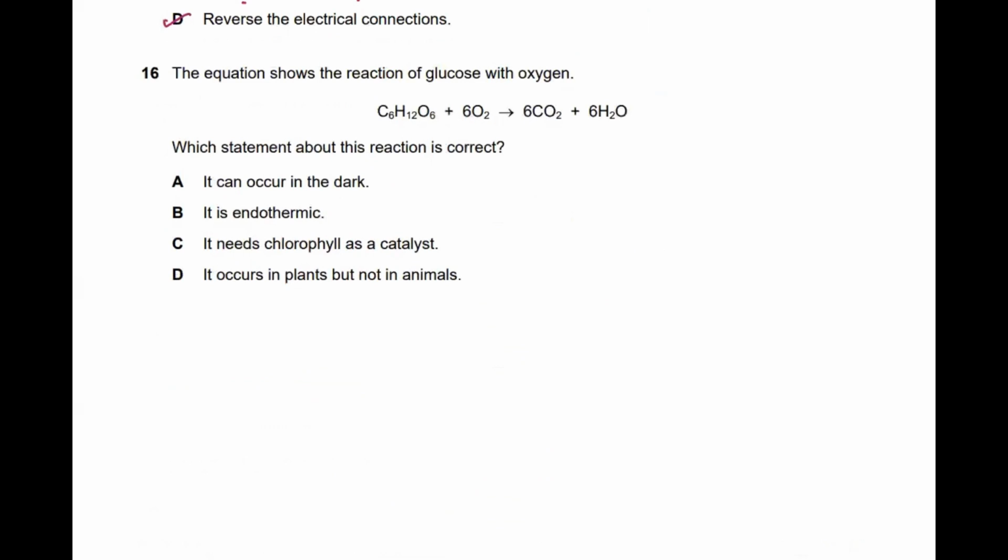Coming to question number 16. The equation shows the reaction of glucose with oxygen. So glucose reacts with oxygen, producing carbon dioxide and steam or water. Which statement about this reaction is correct? Now, glucose, when reacting with oxygen, gives you carbon dioxide and water.